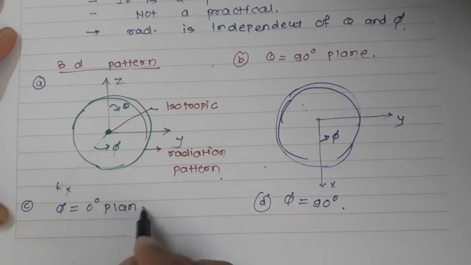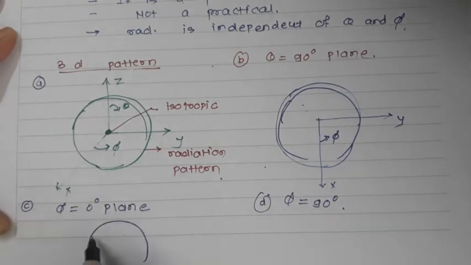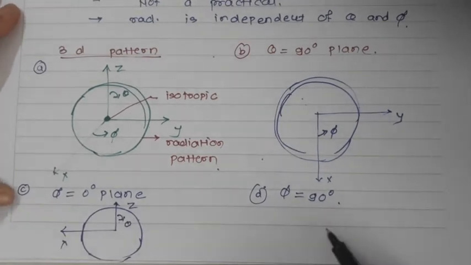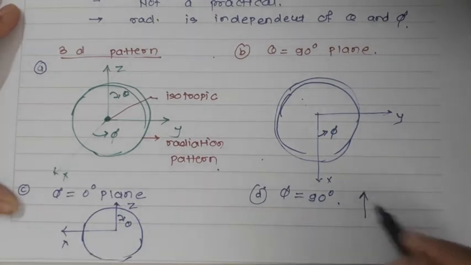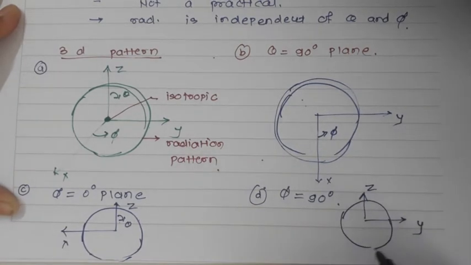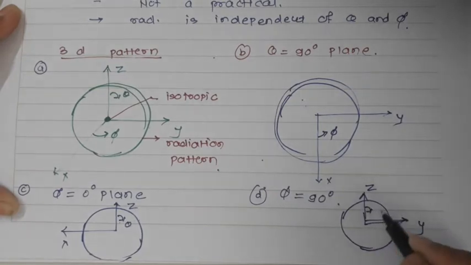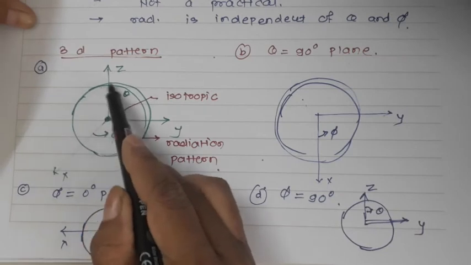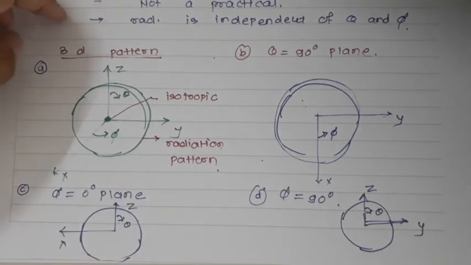So for the 0-degree plane, I'll have the pattern like this, and I can say this is my z-axis and this is the x-axis, and this is the theta. Now again I am talking about when phi is equal to the 90-degree plane. So here my radiation pattern will be like this. This will be the z, this will be the y, and the pattern will be like this. So in any situation you will have radiation equally in all the directions. So this is all about the isotropic antenna.